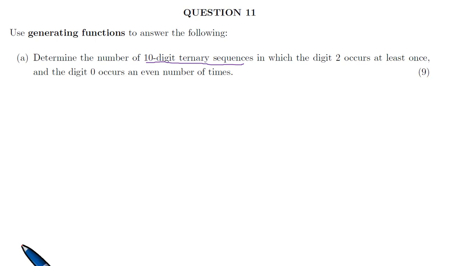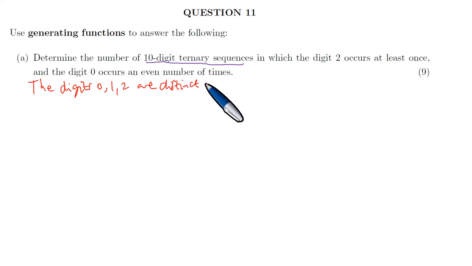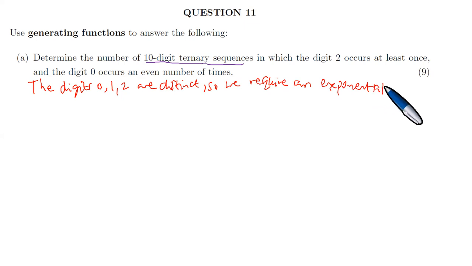Okay, let's look at this. Because we're dealing with ternary sequences, 0, 1, 2, it's not like binary 0 and 1. The digits 0, 1, 2 are distinct. So we require an exponential generating function.